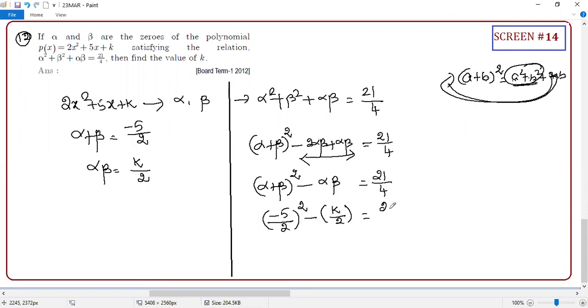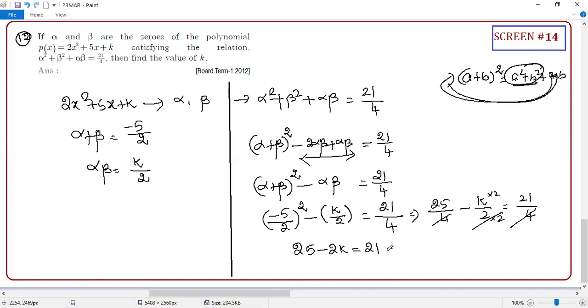So you are going to substitute. Hereafter it is purely simplification, my dear students. You will do it your own way. So what is that? 25 by 4 minus k by 2. If you multiply by 2, making the same LCM, equals 21 by 4. The 4s get cancelled. Now the answer is 25 minus 2k equals 21. Correct or not? So if you bring this, minus 2k equals minus 4, which implies k equals 2. Any doubt from anyone? Any doubts? Quickly.